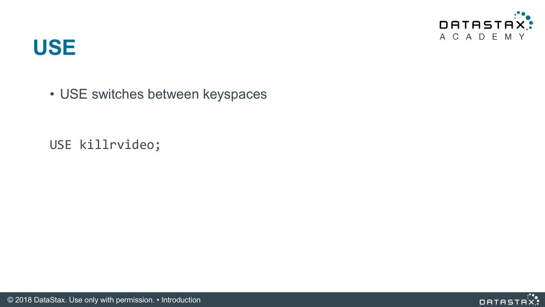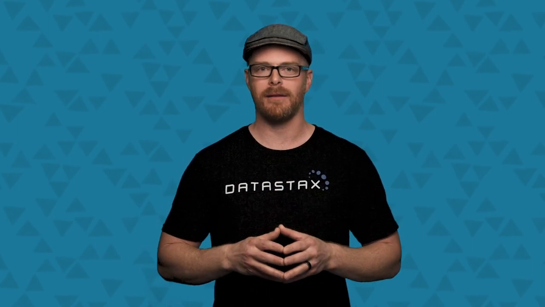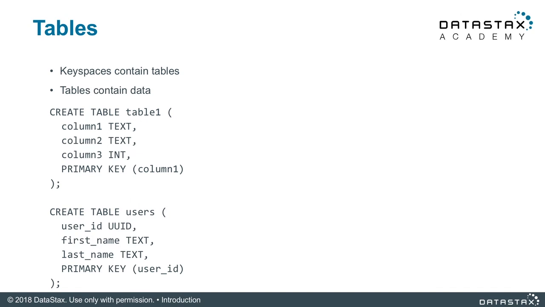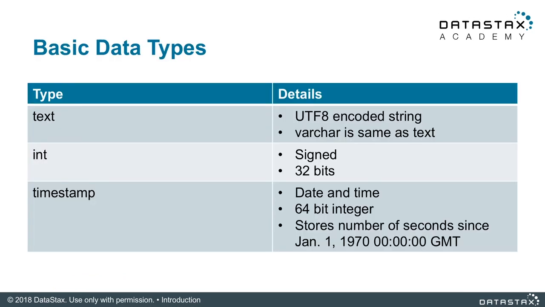Once use killervideo is executed as in the example above, you'll be within the context of the killervideo keyspace. This allows you to view tables, indexes, and issue commands without the need to explicitly set the keyspace for each command. CQL tables look and feel much like SQL tables. There are some key differences we explore later, but for now, thinking of CQL tables as similar to SQL tables is just fine. Cassandra supports several primitive data types like text, int, and timestamp.